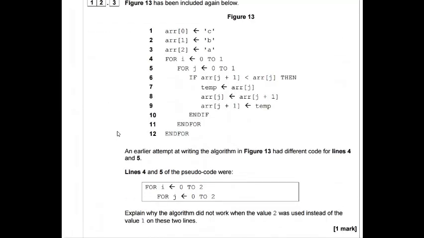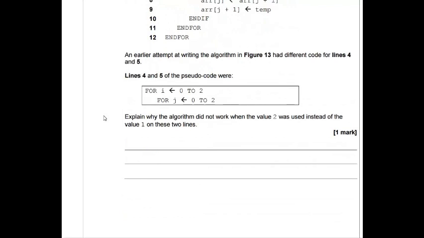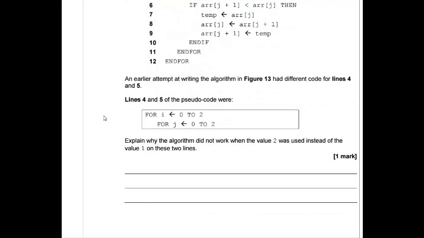Last but not least, figure 13 is being included again. So an earlier attempt at writing the algorithm, figure 13, had different code for lines 4 and 5, the 2 for loops. So we need to explain why the algorithm didn't work when value 2 was used instead of value 1 in those 2 lines. That's because the algorithm will attempt to access an element in the array that doesn't exist. Or you could say the algorithm will attempt to use an index which is greater than the maximum array index of 2. Any of those will get you a mark.